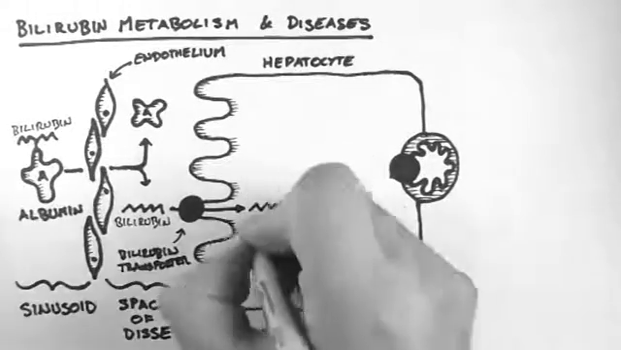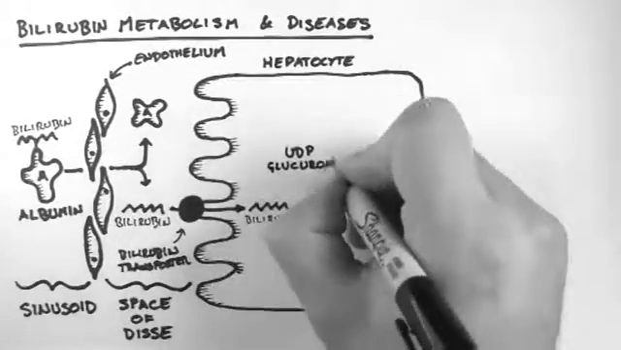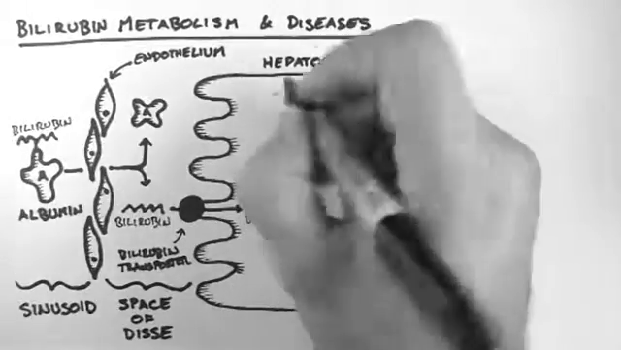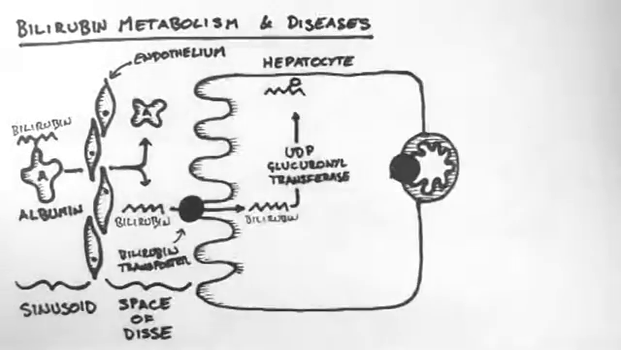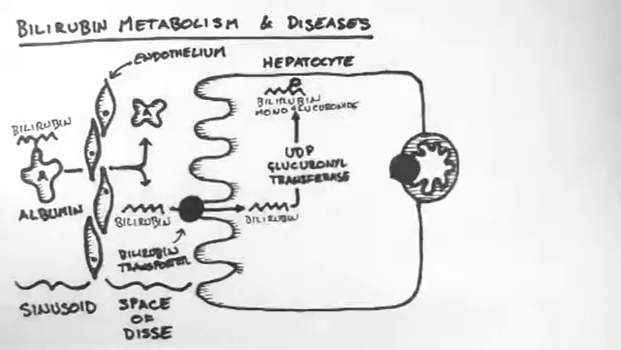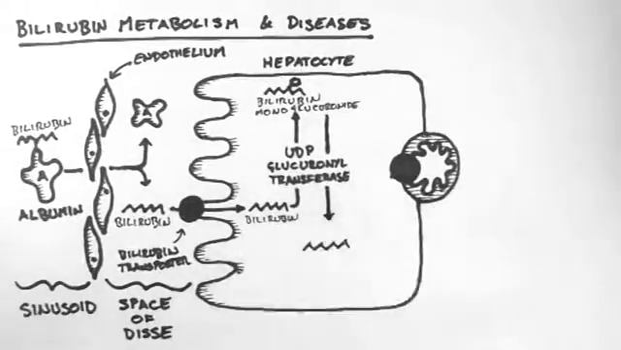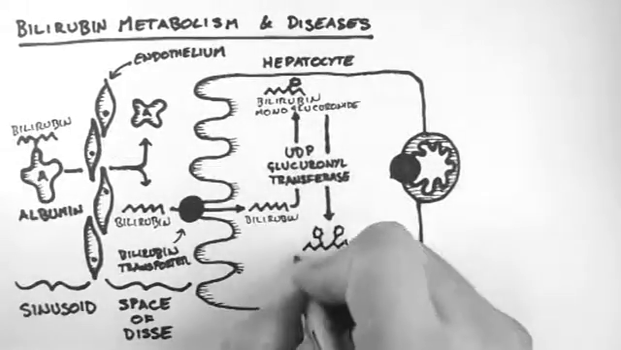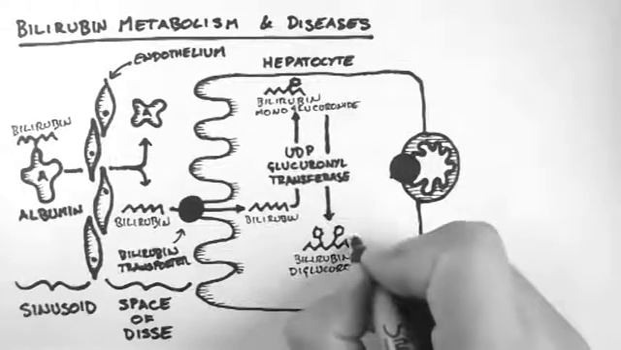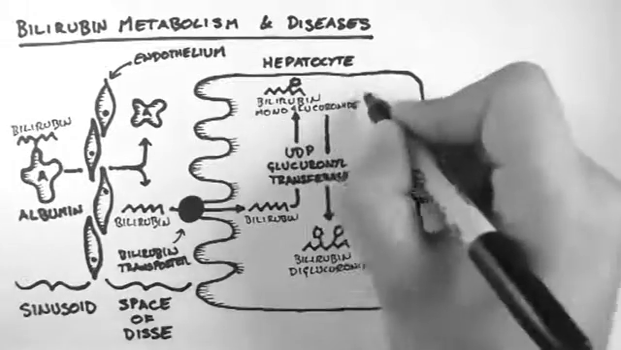The bilirubin in the hepatocyte then gets acted upon by UDP glucuronyl transferase. This attaches glucuronic acid to bilirubin to produce bilirubin monoglucuronide, which in turn can have another glucuronic acid attached to produce bilirubin diglucuronide. Collectively, bilirubin mono and diglucuronide are known as conjugated bilirubin.